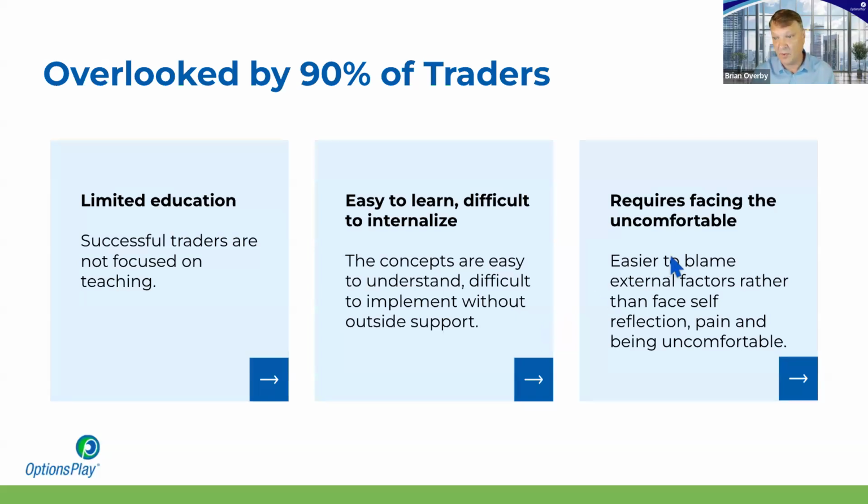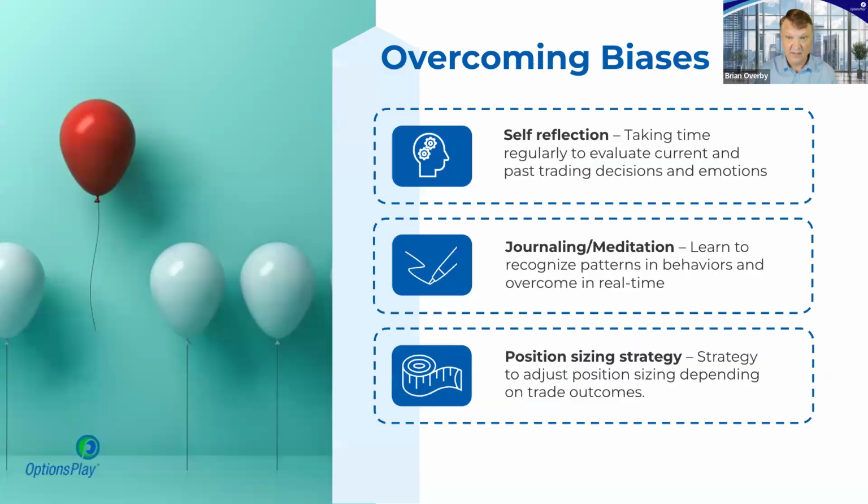It requires facing uncomfortable situations. Yeah, it's easy to blame external factors rather than face reflection, pain, being uncomfortable. You have to accept that ability to be uncomfortable and get out of that trade. I don't want to get out, but the numbers say that I can. My plan says that I can. I need to get out of that trade. All right.